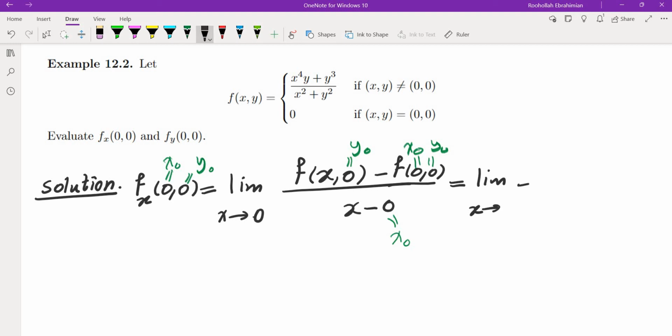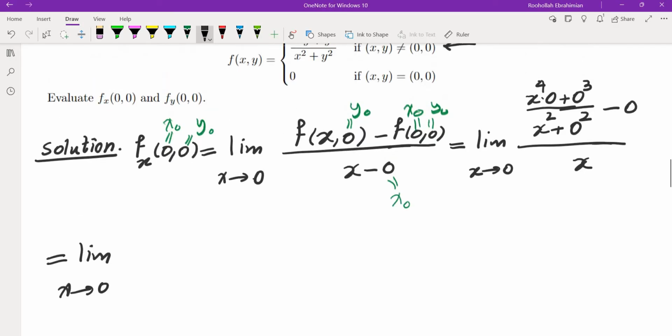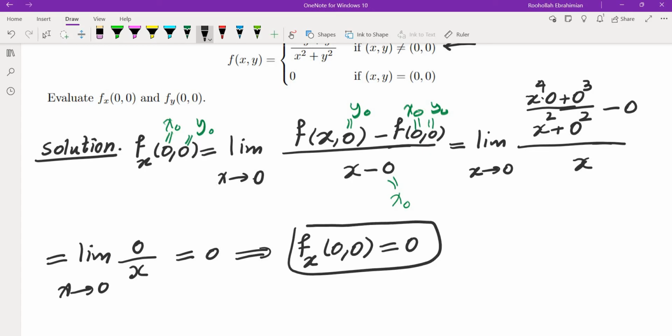So this would be x approaching, so x naught is 0, so I'll have to change that to 0. F of x comma 0, because xy is not 0, 0, we'll have to use the first condition here. So that would be x to the fourth times 0 plus 0 cubed over x squared plus 0 squared minus f of 0, 0 is 0, divided by x. Now if we look at this, we get the limit as x approaches 0. Well, the numerator is going to be 0, the denominator is going to be x, so this is 0 over x and the limit is 0. So partial of f with respect to x at the origin is exactly 0.